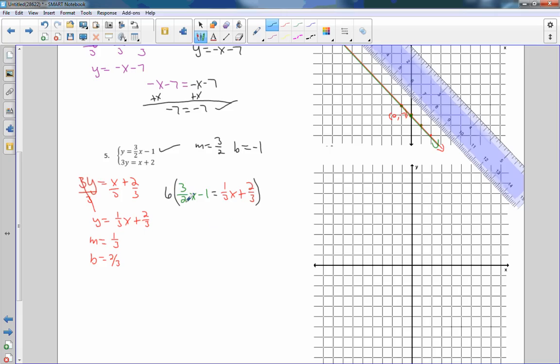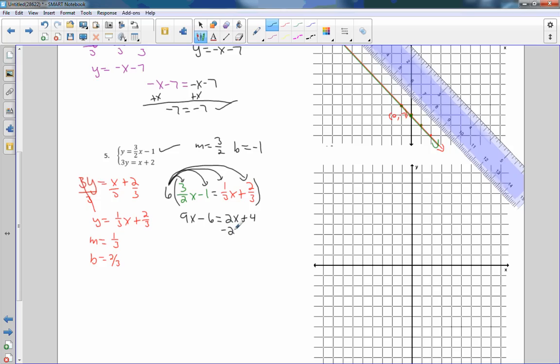So 6 divided by 2 is 3. 3 times 3 is 9x. Minus, so I'm distributing, 6 times 1 is 6. Equals, when I distribute here, 6 divided by 3 is 2. 2 times 1 is 2x. And then when I do that here, 6 divided by 3 is 2. 2 times 2 is 4. So I multiplied everything by 6 to get rid of the fractions.